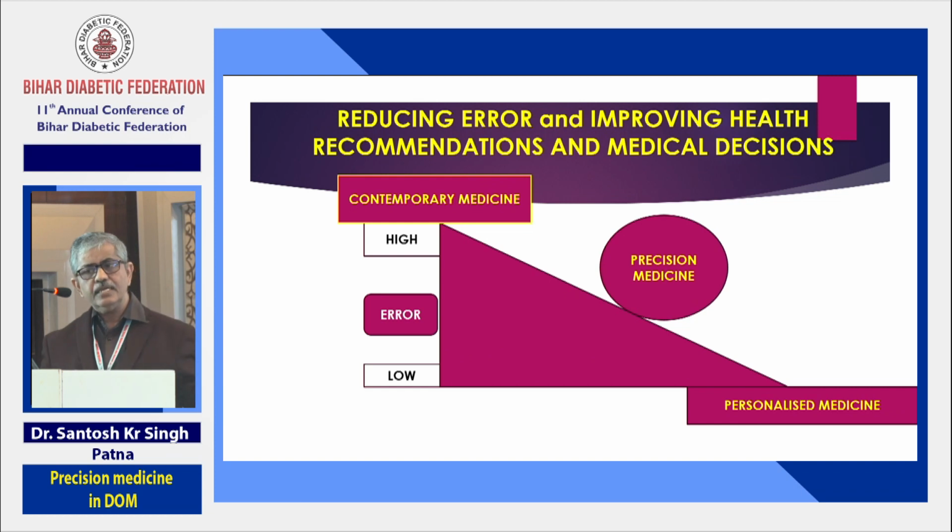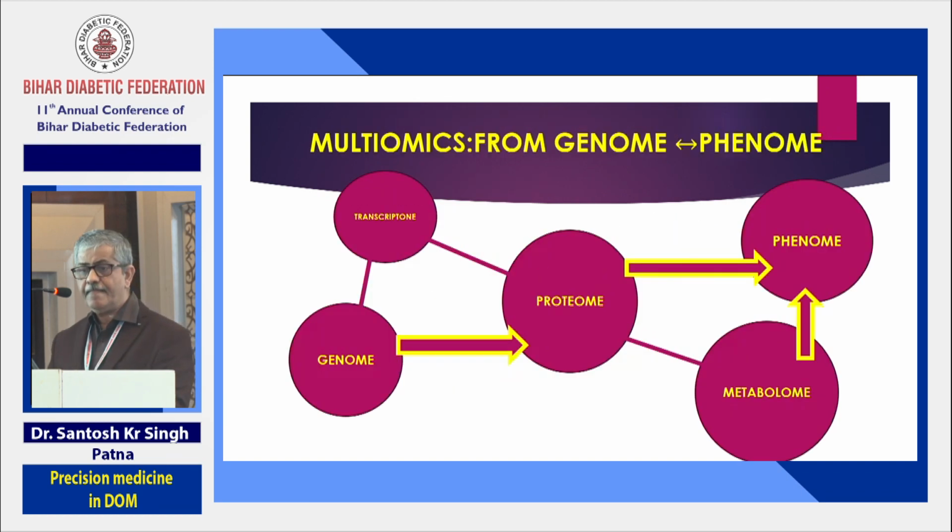And this is the thing all of us should remember today. Precision medicine is reducing error and improving health recommendations and medical decisions. I would repeat because this is a definition and we need to remember this. Precision medicine is reducing error and improving health recommendations and medical decisions. Today we have contemporary medicine. The error is definitely high. Lower is the aim of precision medicine. And then we have at the tail end the personalized medicine. And this encompasses all this.